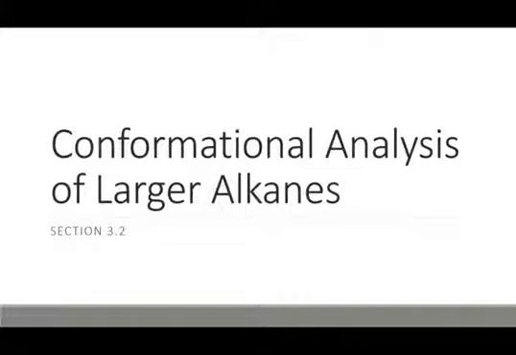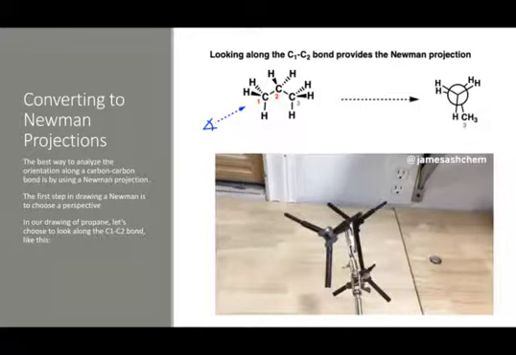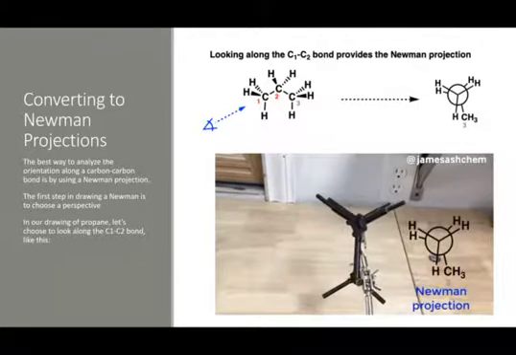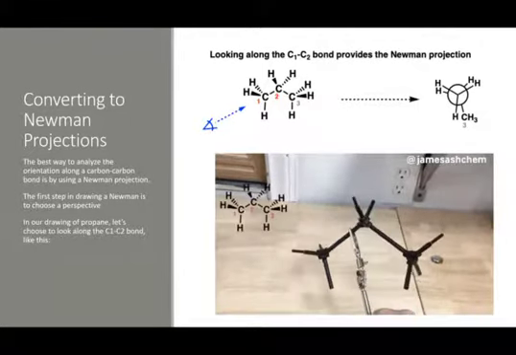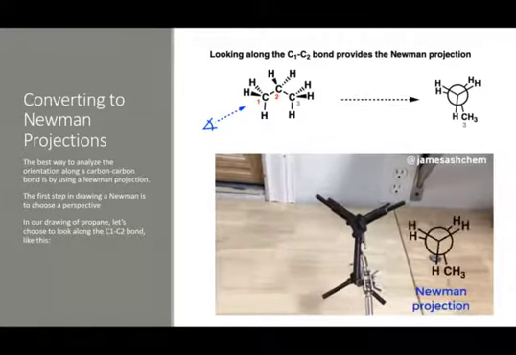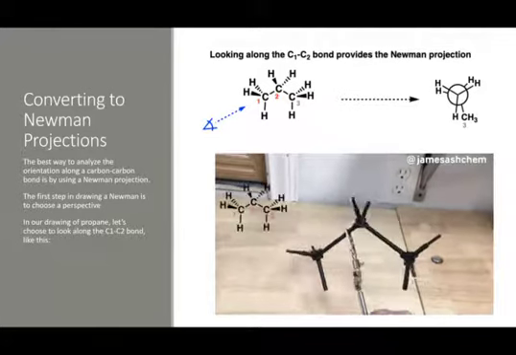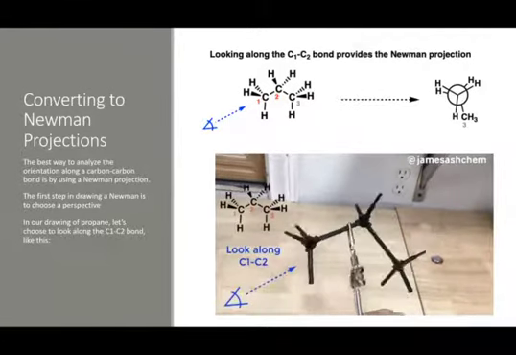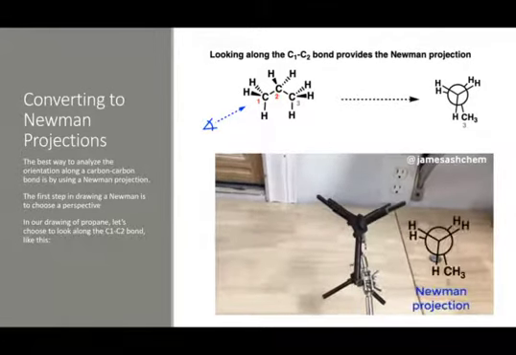Now that we've talked about ethane and how to represent it using a Newman projection and its energies during different conformations, let's talk about larger alkanes. So looking at propane here, how do we represent it using a Newman projection? Well, you can see the propane molecule at the top. Here's carbon 1, 2, and 3.